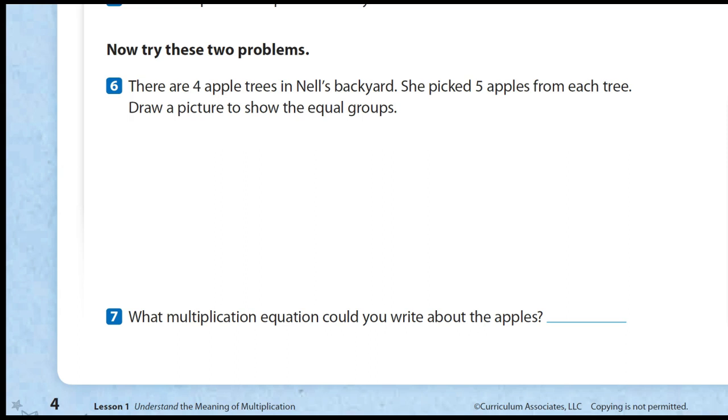I want you to try these problems by yourself. There are 4 apple trees in Nell's backyard. She picked 5 apples from each tree. Draw a picture to show the equal parts. And then for 7, what multiplication equation could you write about the apples? Go ahead and do 6 and 7. You can do this two ways. So how many apple trees are there? Four. So we need 4 groups, right?